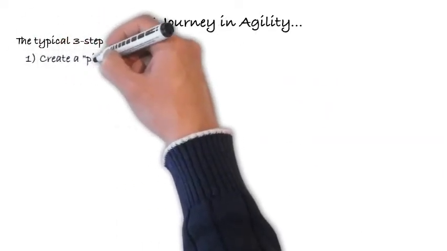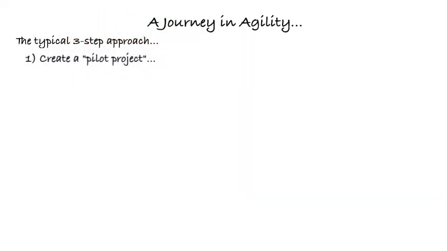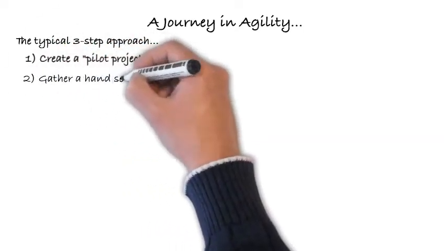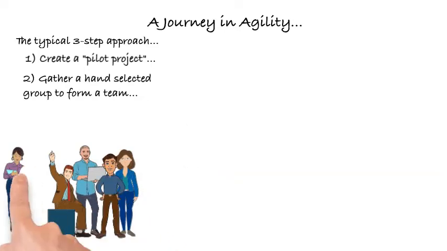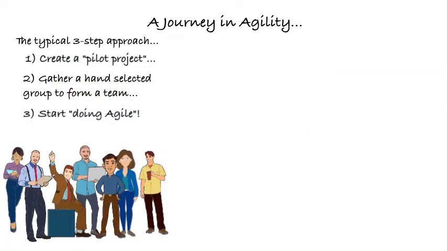The typical Agile approach consists of 3 steps. First, create a pilot project. Next, gather a hand-selected group to form a team. And finally, start doing Agile.